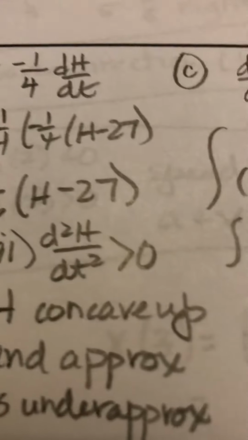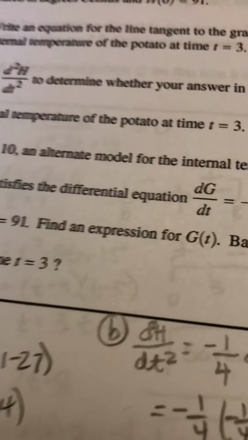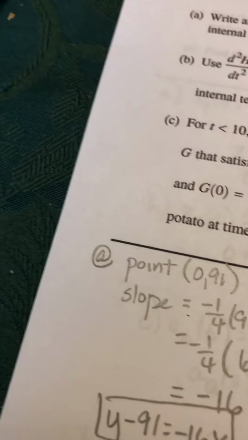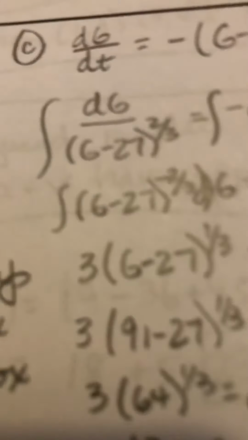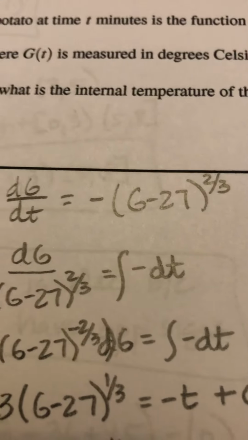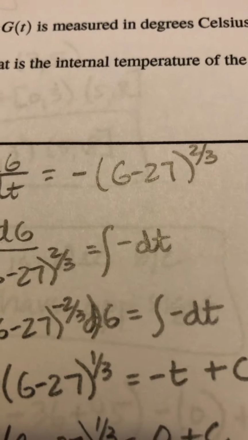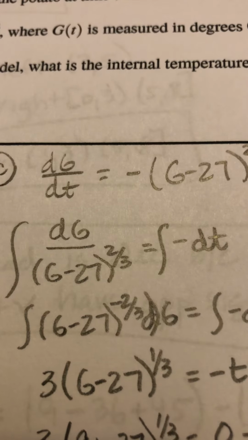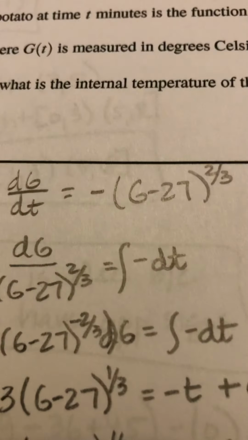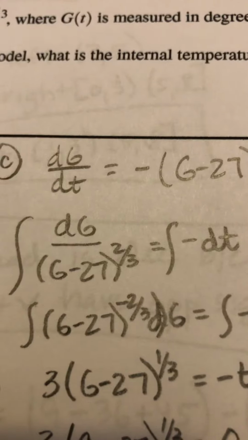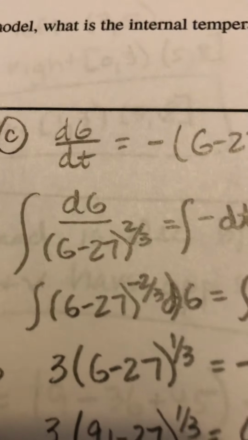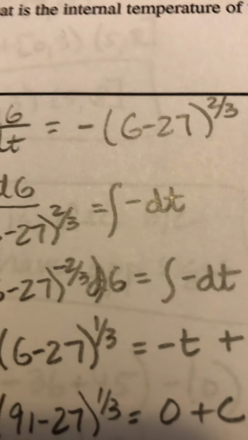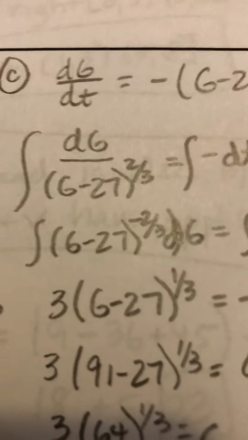Okay, part C, we have an alternate model for the temperature, dg dt. We want to find an expression for g. So basically we're solving this differential equation. dg dt is negative g minus 27 to the 2/3. So we separate. We get dg over g minus 27 to the 2/3 equals negative dt. Integrate both sides. Before we integrate, I would rewrite the left side as g minus 27 to the negative 2/3 dg is equal to negative dt, integral of both sides.